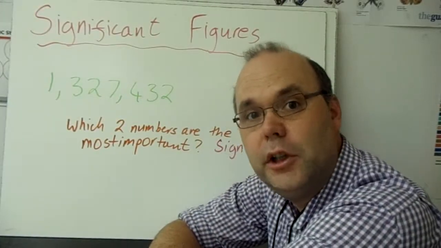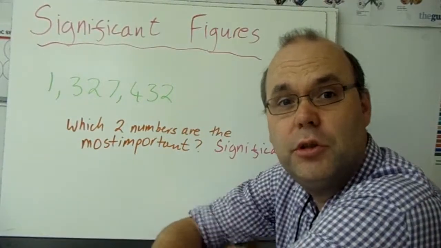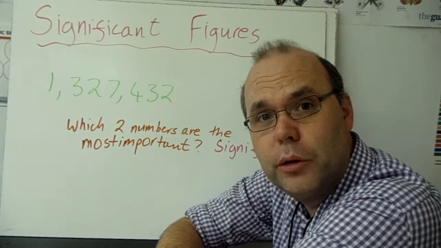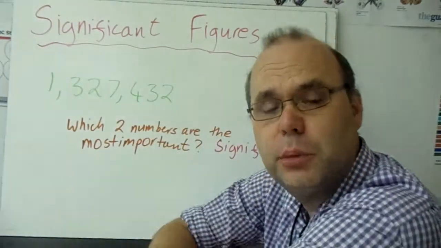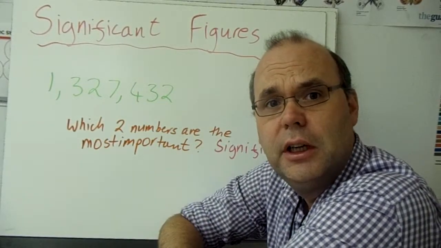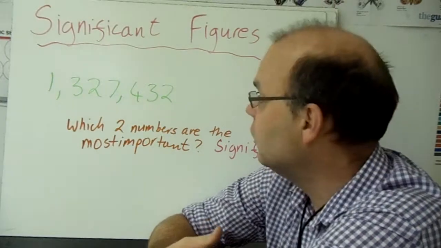Sometimes in chemistry you end up with a long string of numbers, much longer than that. Too many numbers to keep track of. And not all of them are important. So when we talk about significant figures, we're talking about a set of rules, a convention for knowing which numbers are important, which numbers are significant.